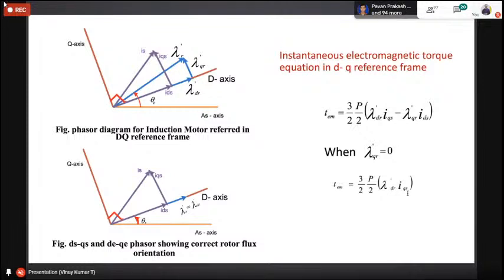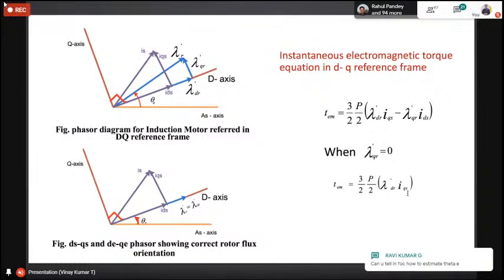By applying FOC technique to AC machines, we can improve the torque dynamic response similar to DC machine. This is the beauty of FOC method, right? Very simple. Only thing is it is more parameter sensitive. The main big task in FOC is estimating the rotor flux position, which is very difficult. That is a big task.